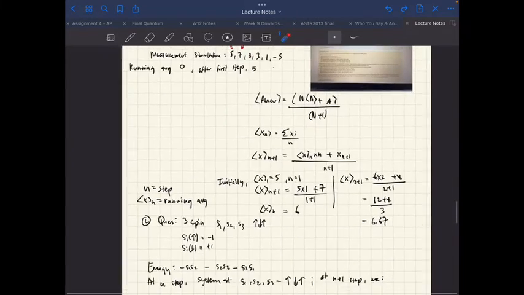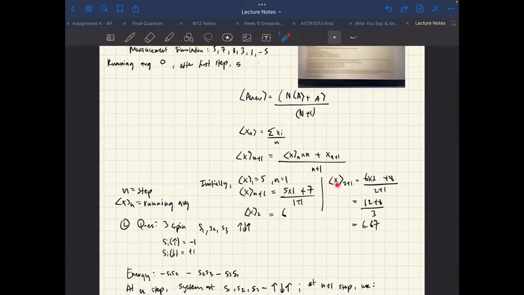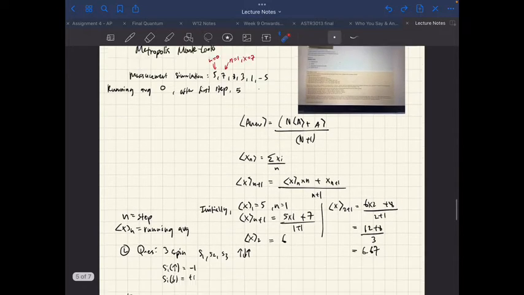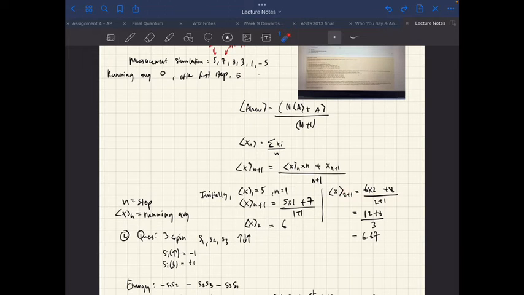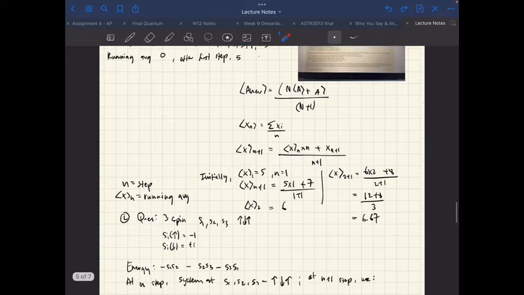If we want to try again, we can do it for x equal to 3. Using this formula, the previous average is 6, so we plug in 6, n is equal to 2 now, plus 8, because this is 8, divided by 2 plus 1, which is 3, and then we got 6.67. So we got that answer.